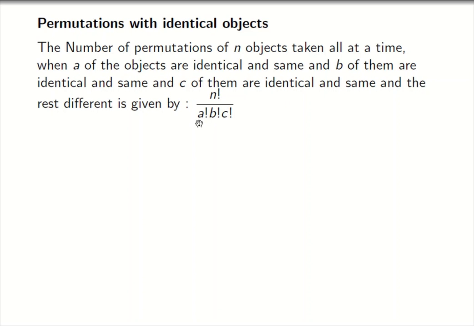over the first object that is identical, factorial of the number of objects that are identical. Let's say A is identical, then you count them. The number of A objects, you find a factorial. Number of B objects, you find a factorial, and C objects, find a factorial. So it becomes n factorial over A factorial, B factorial, C factorial. So this means you are multiplying them, okay?